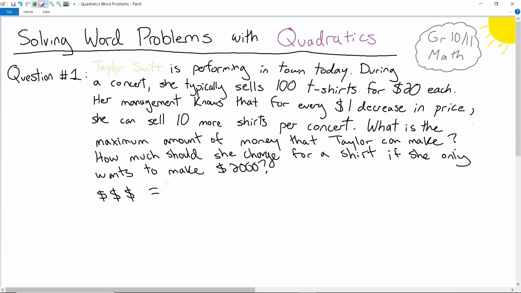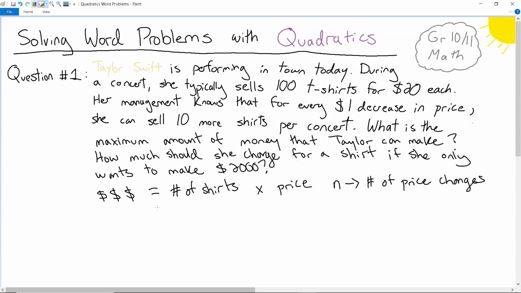So if I want to think of how much money Taylor Swift is making, I need to think of the number of shirts she's selling, and I would multiply that by the price of each t-shirt. And what I'm going to do to help me out here is I'm going to represent a variable n, and I'm going to state that this variable represents the number of price changes. Right? So if I decrease the price of a shirt once, that would be a decrease of $1. Twice, $2, etc.